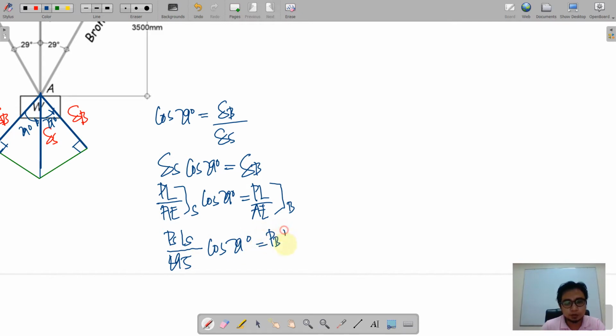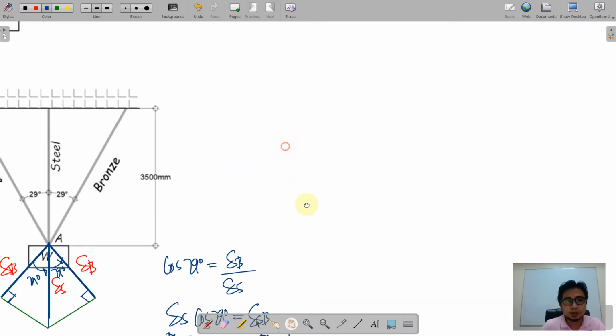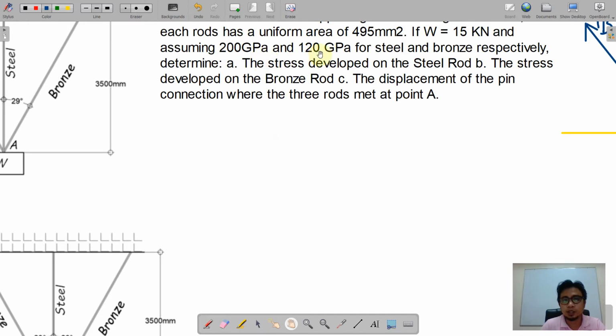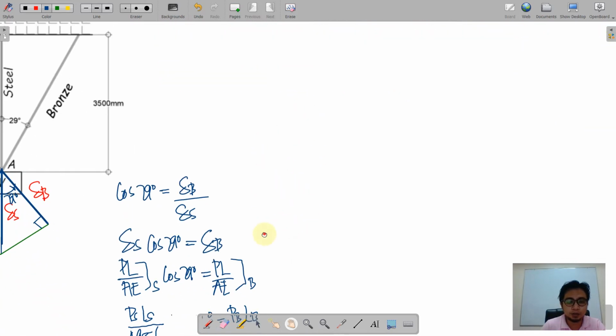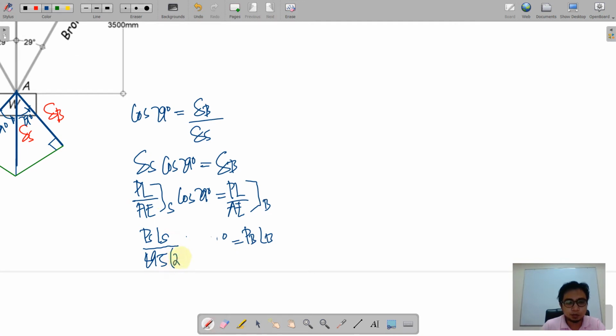P of bronze, length of bronze, ayun, lagay rin natin yung kanyang modulus of elasticity. So modulus of elasticity for steel is 200 and for bronze is 120. So we write here 200,000. Okay, this is multiplied by cosine 29 degrees. Similarly, we're going to do that here. We have here 120,000.